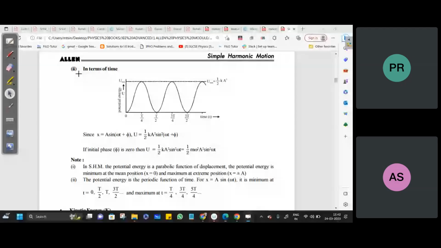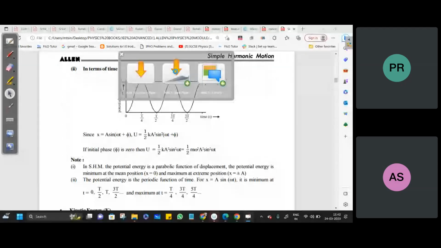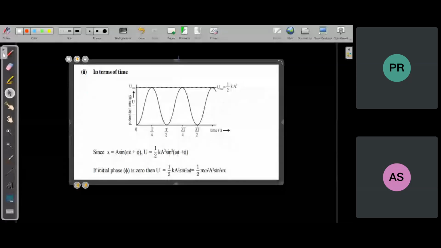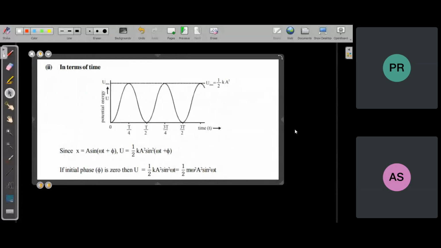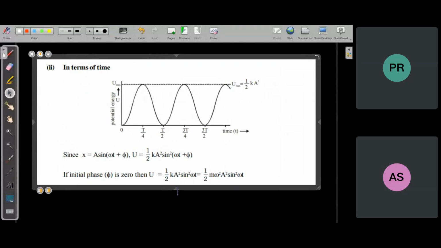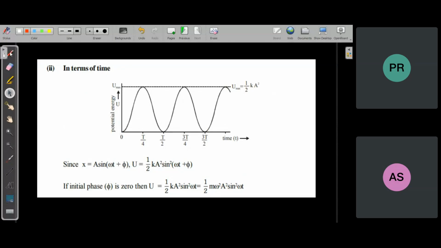Now, in terms of time, no problem. In the equation of potential energy, x is there. So just substitute x as a sine omega t plus phi. That's it. Just now we derived an equation. Now onwards, they have removed that constant u naught, and they have assumed that at the mean position potential energy is zero.